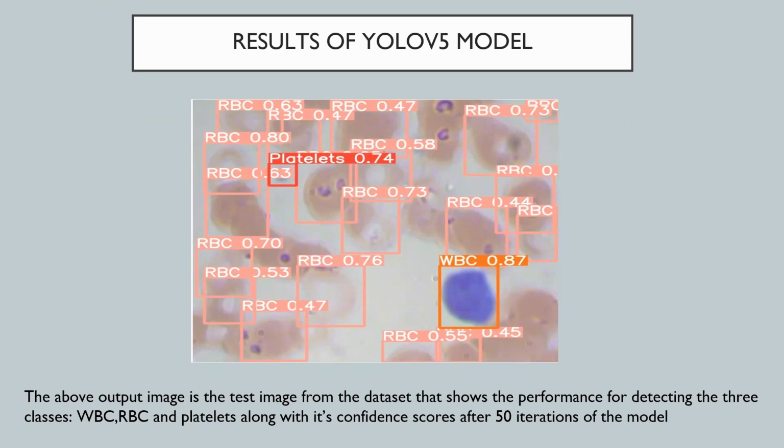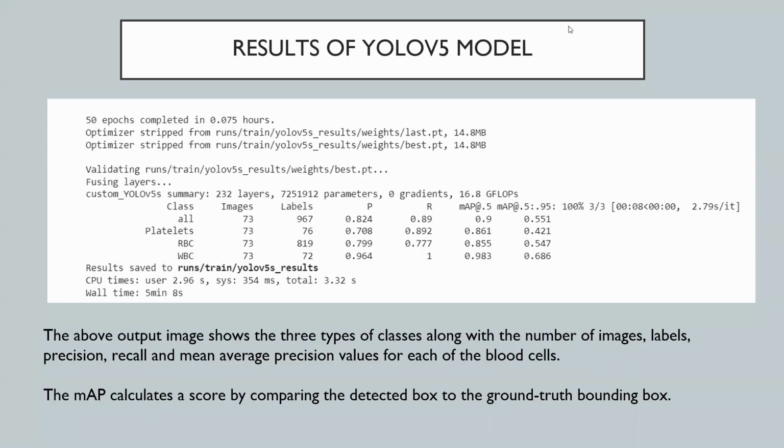The bounding box loss was used to assess the accuracy of the model in locating the center of objects, while the objectness loss indicated the probability of an object existing in the region of interest. Our model is run for 50 epochs. The model architecture consisted of 232 layers with 2,51,912 parameters. The computational time was 4.5 minutes.